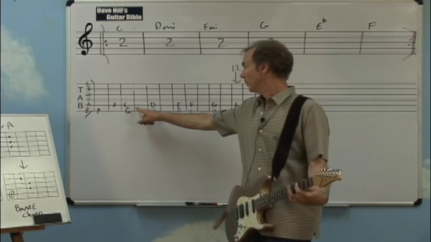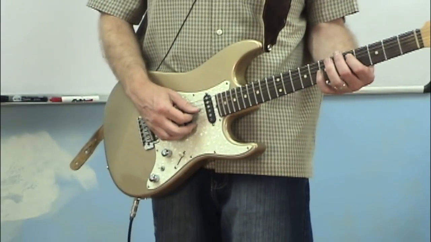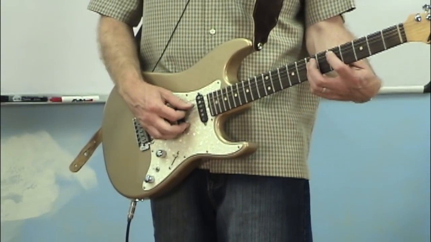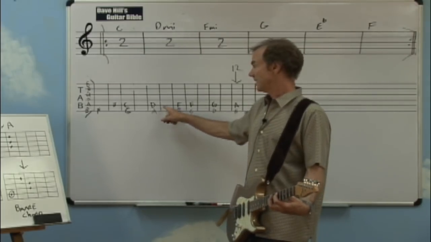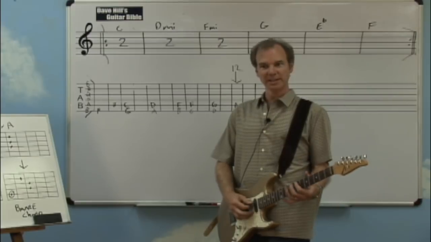Okay, we go up another whole step and we get the root at the 5th fret, D, and we can make a D major chord. And then up another whole step, at the 7th fret, we get an E note.